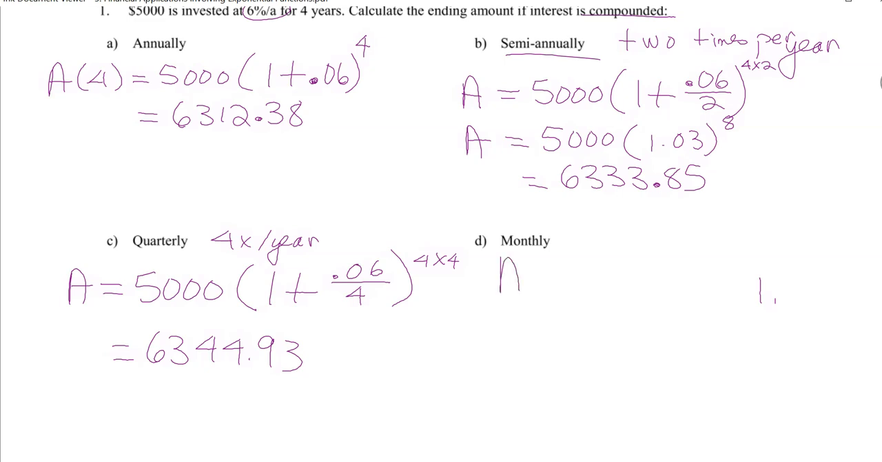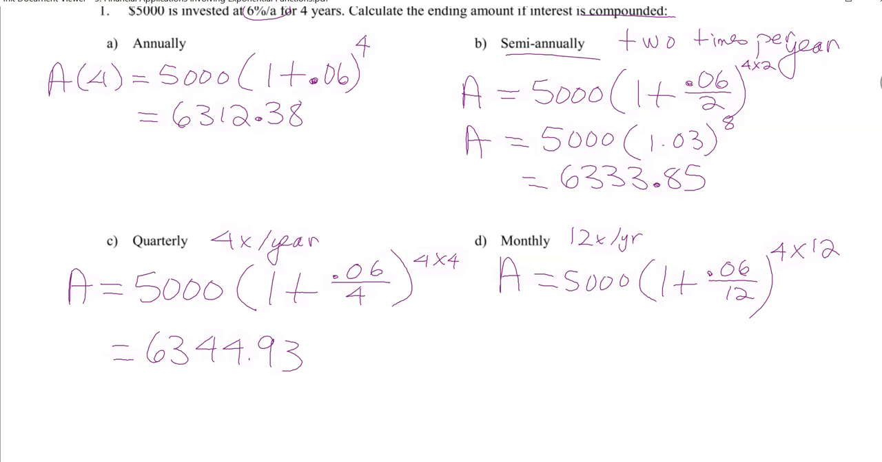Now monthly. How many times a year would you get interest if it's monthly? 12 times per year. So 5,000 times 1 plus, and I really don't want to work this one out. I could do 0.015, but why bother? We're just going to enter it. That's why I did it with 1 plus 0.06, because we have to adjust this. To the power of 4 times what? 12. So 12 times a year, divide the interest rate by 12, multiply the number of years by 12.